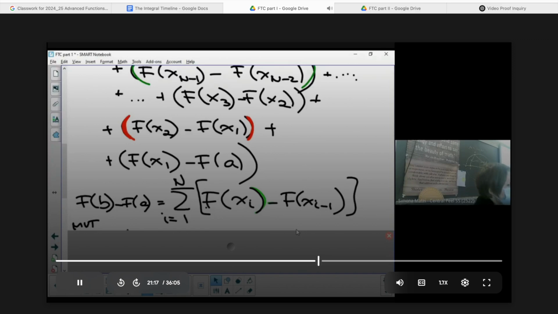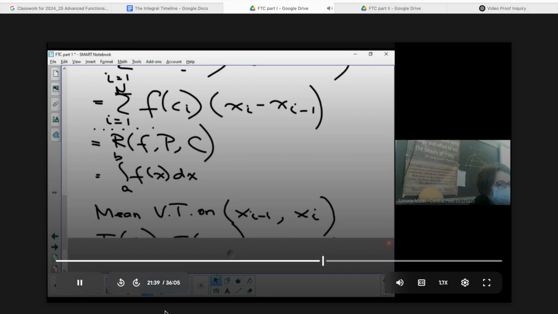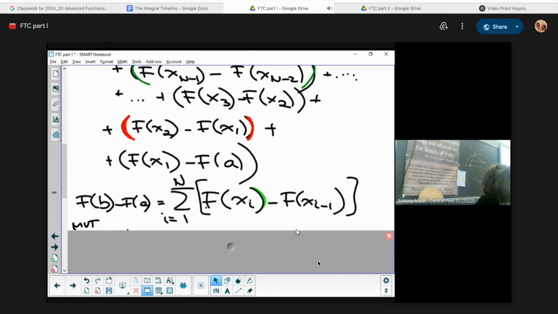Good. Okay, so what I am going to assume is that this big F is a continuous and differentiable function. I think that's a safe assumption. Good. So now let's take a look together at the following.